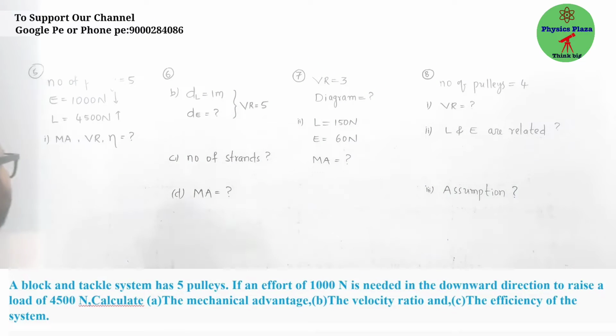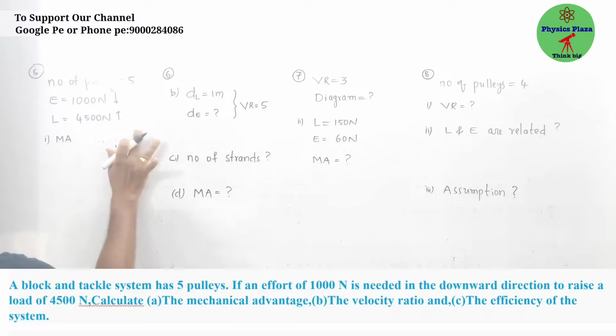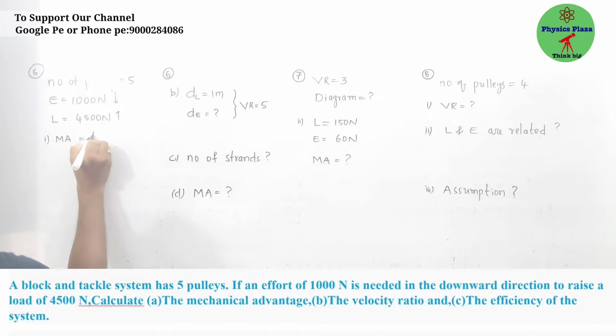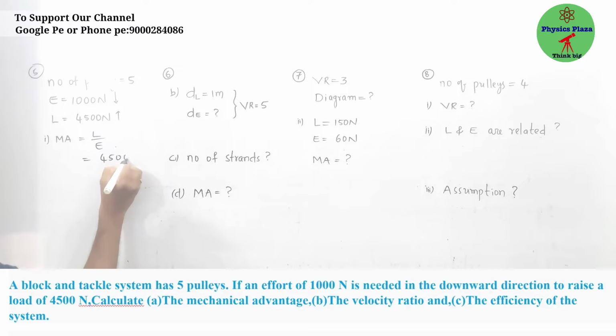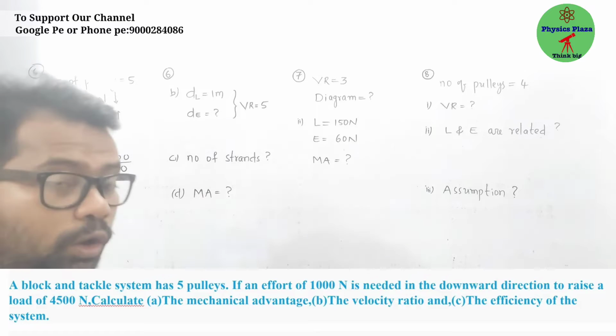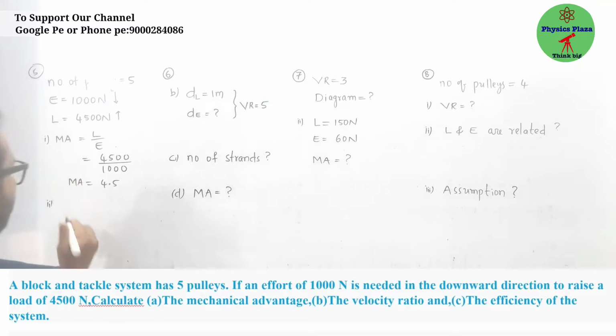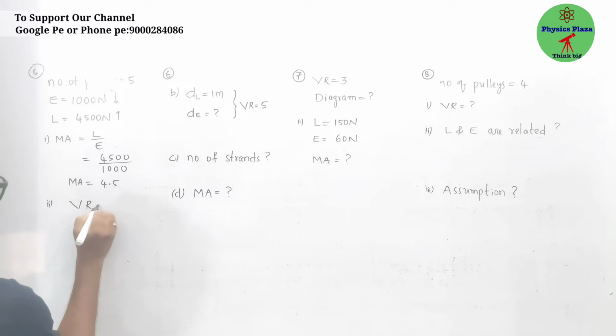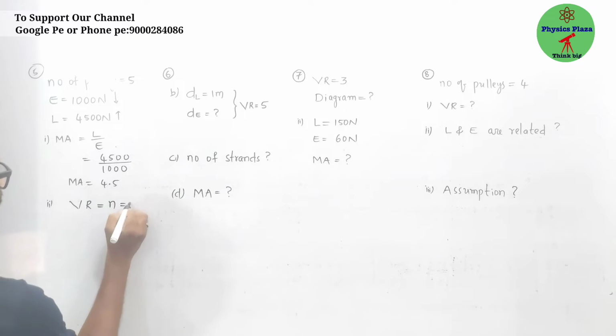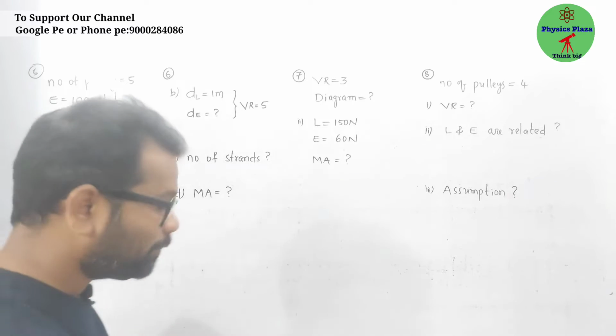Okay, children. First, mechanical advantage. We know this, that is load by effort, which is nothing but 4500 by 1000. So children, this is going to be 4.5. So mechanical advantage is equal to 4.5. Now children, how to calculate the velocity ratio of the block and tackle system? Velocity ratio is nothing but the number of pulleys. So how many pulleys are there? 5.